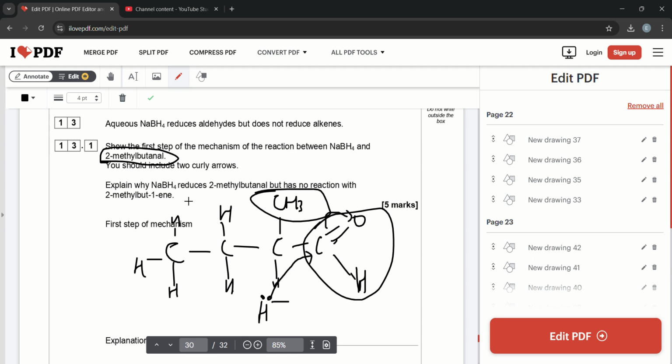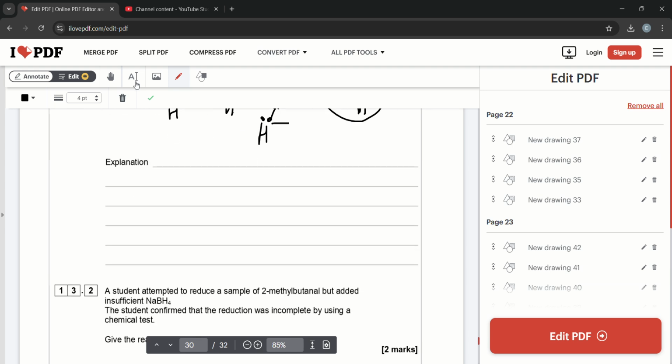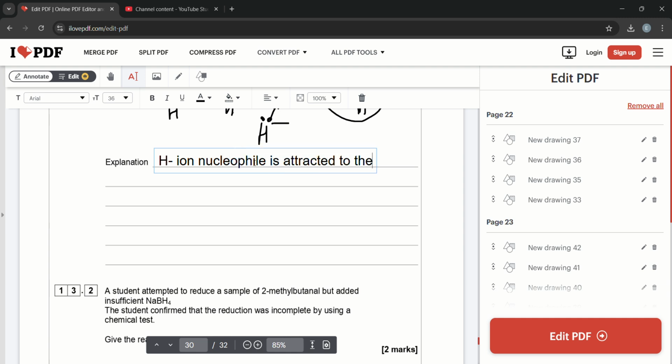And explain why NaBH4 reduces 2-methyl-butanol but has no reaction with 2-methyl-butanol. Well, if you think about it, the H- ion, the nucleophile, is attracted to the partially positive carbon.